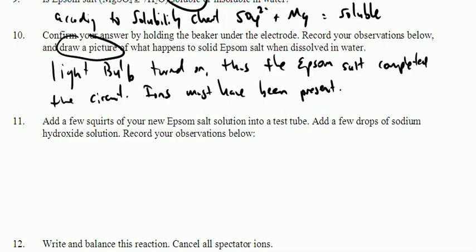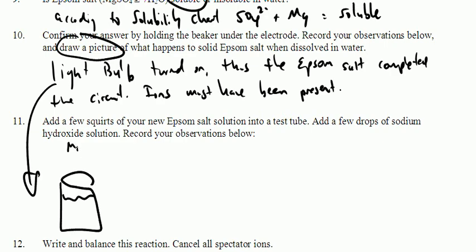They want to draw a picture of what happened to the Epsom salt. So I'm going to do that down here. So basically, you had your MgSO4 as a solid, you put it in the solution, and it broke up into its ions. And the presence of those ions is really what allowed the circuit to conduct. These plus and minus charges allowed the electrons that were needed to turn the battery on to flow through the solution. Add a few scoops of your Epsom salt into a test tube.